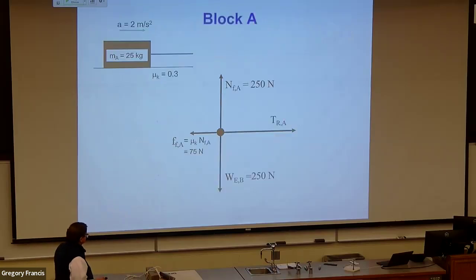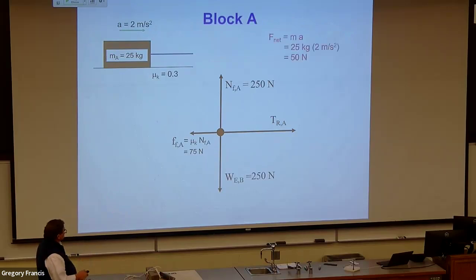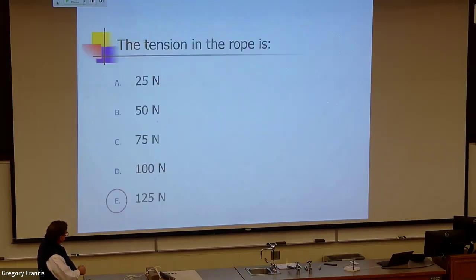Well, let's look. I want this diagram to accelerate to the right by this much. Newton's second law says 25 kilograms accelerating at 2 meters per second squared, I need a net force of 50 newtons. Well, what's 50 newtons bigger than 75? 125. And so that's going to be the answer to part B. I was hurrying so that we could get to part C.